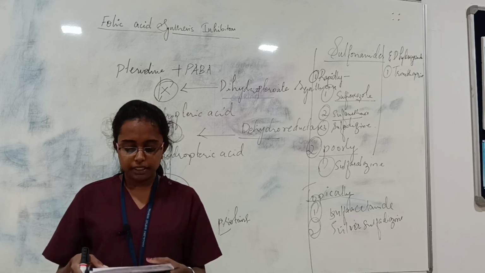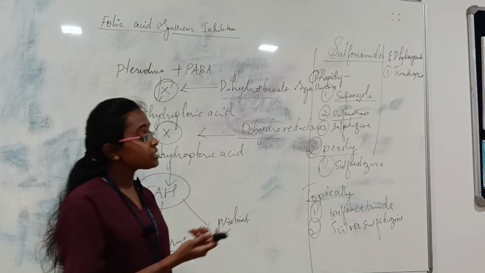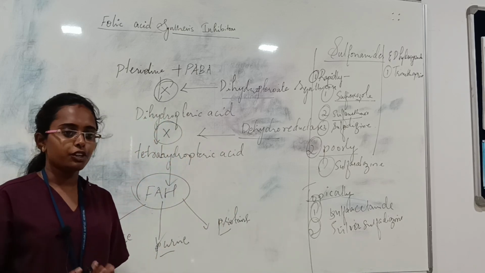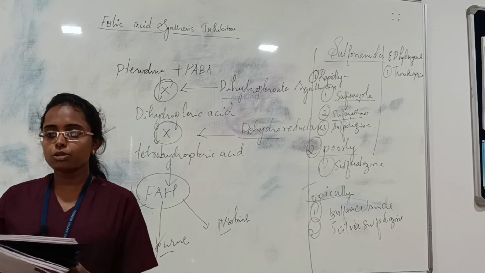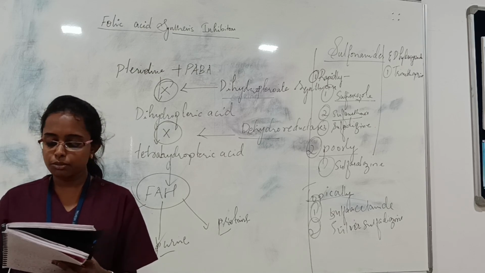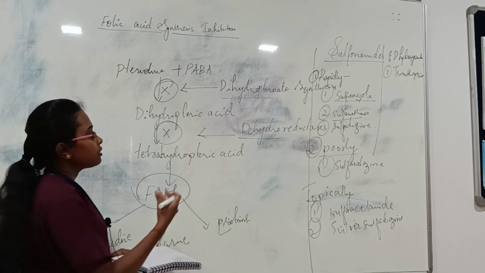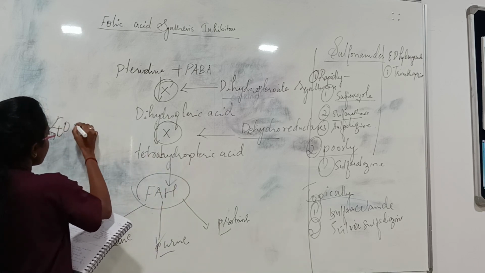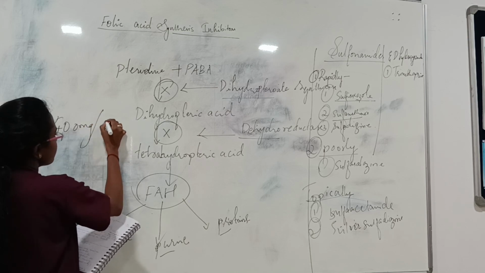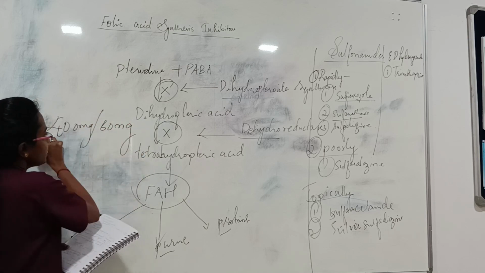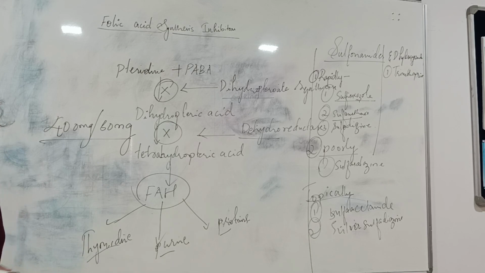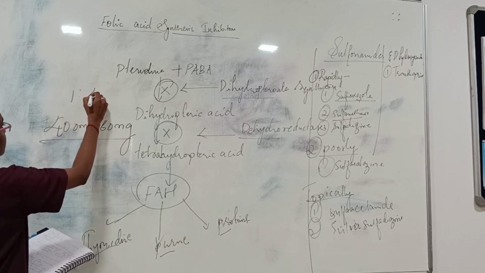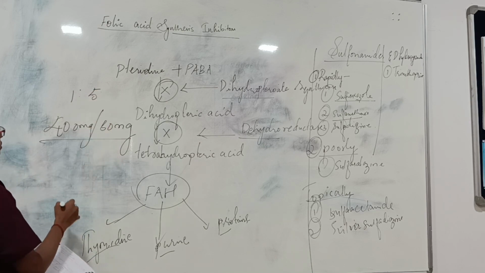Now we'll study the combination drug, cotrimoxazole. Cotrimoxazole contains sulfamethoxazole 400 mg and trimethoprim 80 mg. What is the ratio? 1:5.